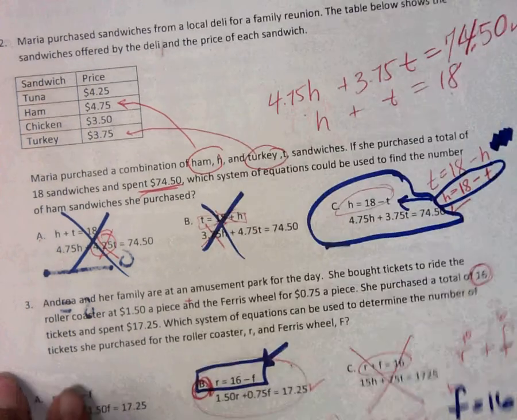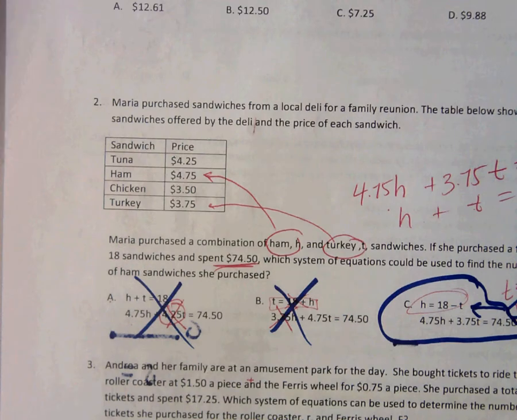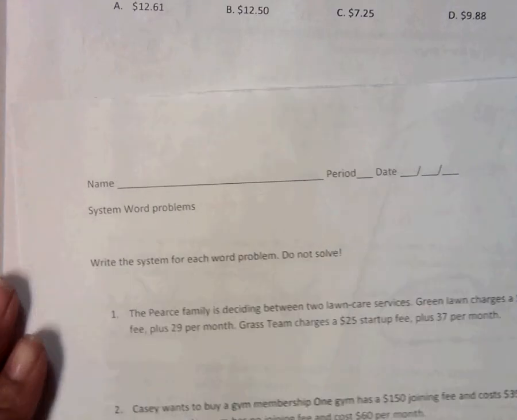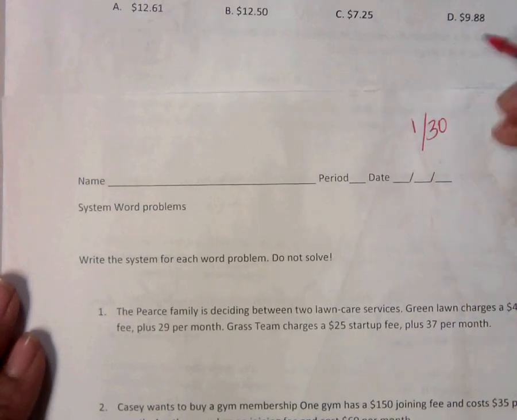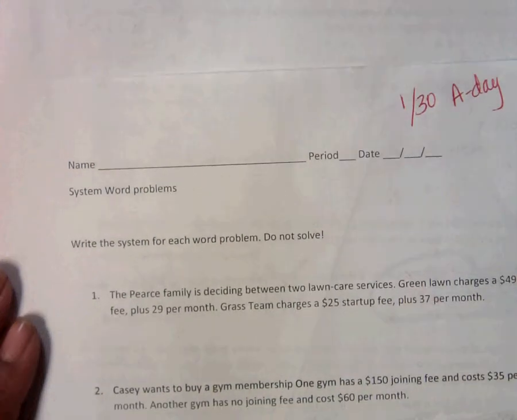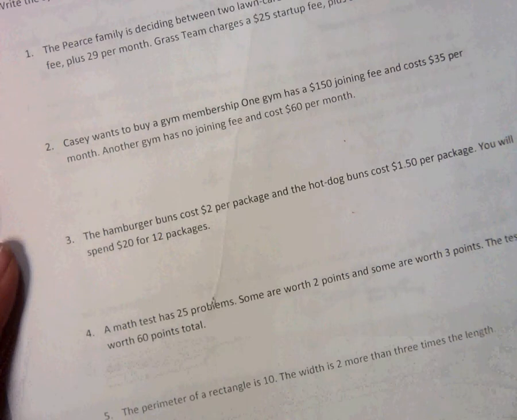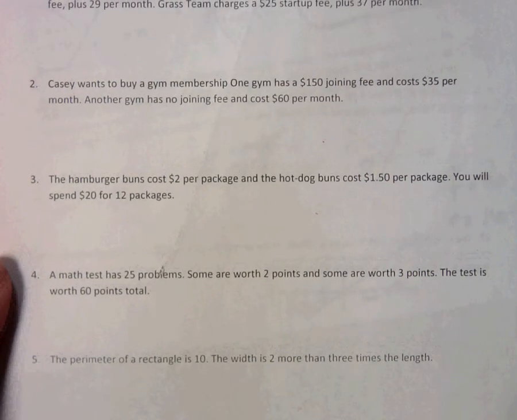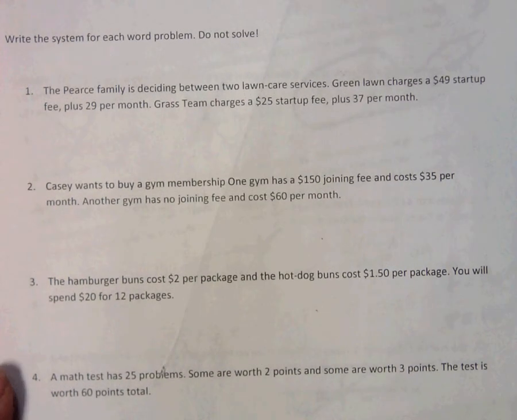Now that should help you get started with your homework. And what does homework look like? This is your homework. It is due tomorrow. Tomorrow is the 30th, and tomorrow is an A-Day. So my A-Day babies, this is what you need to have completed. 1 through 5. Hopefully I'm doing it slow enough so if you lost it, you can go back and read it.